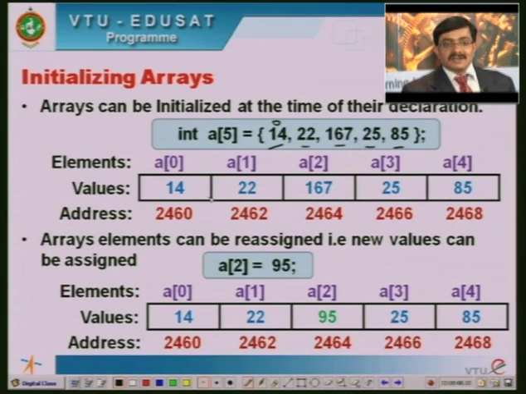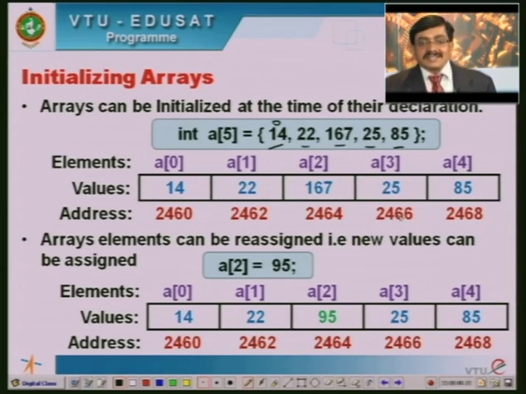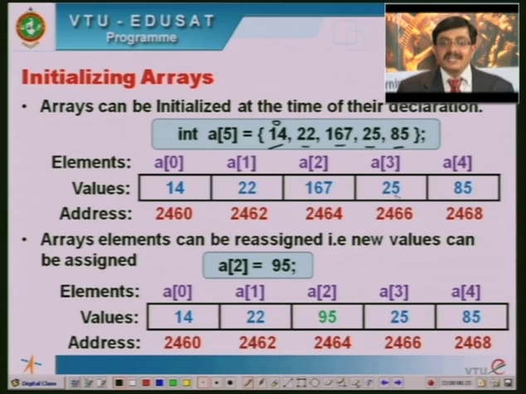Respectively we can see their addresses also. Here a is an array of integer elements, so each element will take 2 bytes of memory. a[0] starts at 2460, so 2460 and 2461 will be used by a[0], and 2462, 2463 will be used by a[1]. 2464 and 2465 will be used by a[2], similarly 2466 and 2467 will be used by a[3], and 2468 and 2469 will be used by a[4].